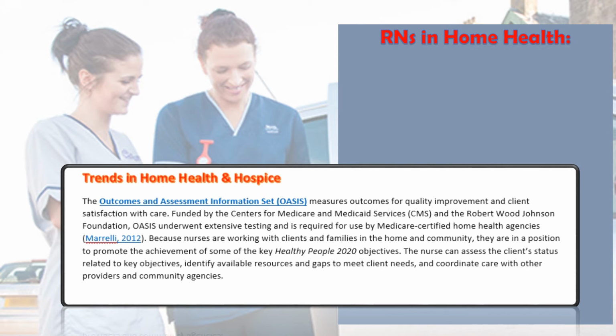As far as trends for the future, I want to talk a little bit about the OASIS, Outcomes and Assessment Information Set. OASIS measures the outcomes, quality, and improvement, and client satisfaction with the care that's provided, funded by the Centers for Medicare and Medicaid Services and the Robert Wood Johnson Foundation. OASIS went through extensive testing to make sure that nurses know how to use it, because nurses are working with clients and families in the home setting. They're in a position to promote and achieve some of the key objectives of care, including the Healthy People 2020 objectives. So these nurses can assess client status and can drive population-focused objectives effectively.